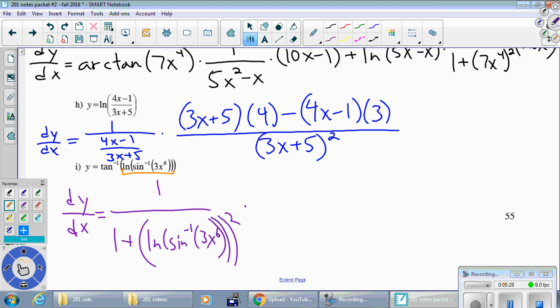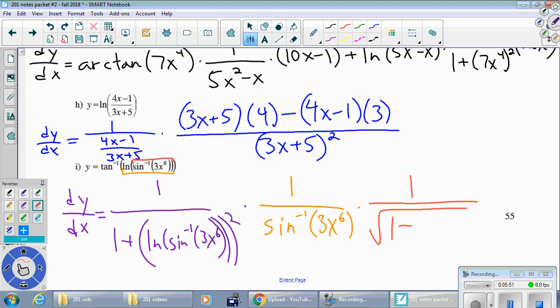So the derivative of that is ln of stuff, which is its own chain rule. So ln of stuff becomes 1 over the stuff times the derivative of the stuff. And now the stuff has changed again. It is this. And the derivative of inverse sine of stuff is 1 over square root of 1 minus the stuff squared. The stuff is now 3x to the 6th, and it gets squared. And then finally times the derivative of the stuff. The stuff is now just the 3x to the 6th, and that is 18x to the 5th. Phew.